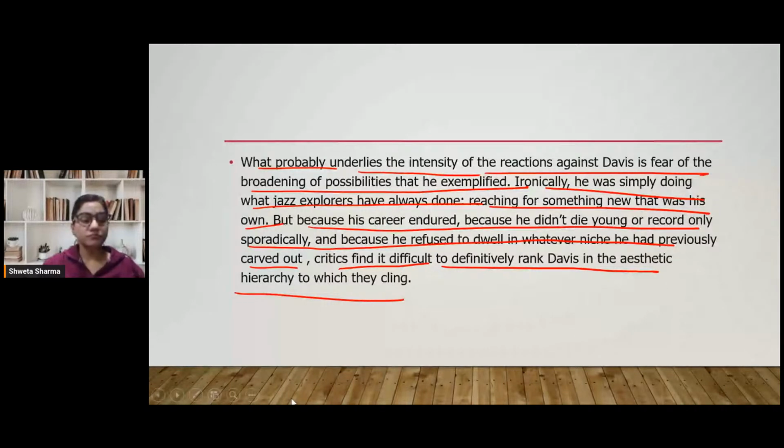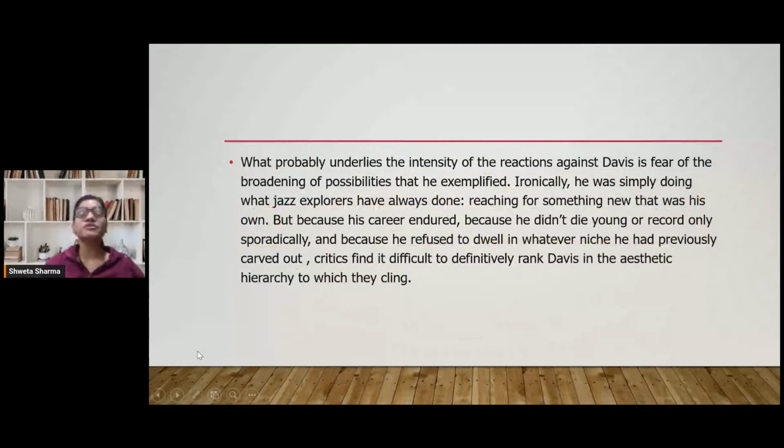What is the understanding of the paragraph? Here it says that what probably underlies the intensity of the reactions against Davis is fear of the broadening of possibilities that he exemplified. Right? That what people felt, that there lies the intensity of reactions against Davis, is a fear of broadening of possibilities, that possibilities might be broadened, they might be increased. Ironically, he was simply doing what jazz explorers have always done. Right? So he was actually on his right path, always reaching for something new that was his own.